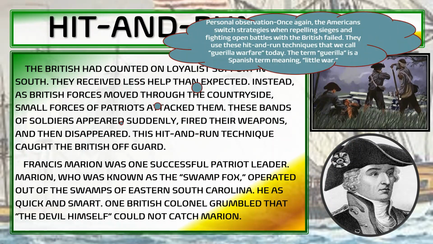So once again, the Americans switched strategies when repelling sieges and fighting in open battles, with the British failed. When the open battle scenario doesn't work, they use hit and run techniques that we call guerrilla warfare today. So there's a little historical relevance here. The term guerrilla is a Spanish term meaning little war.